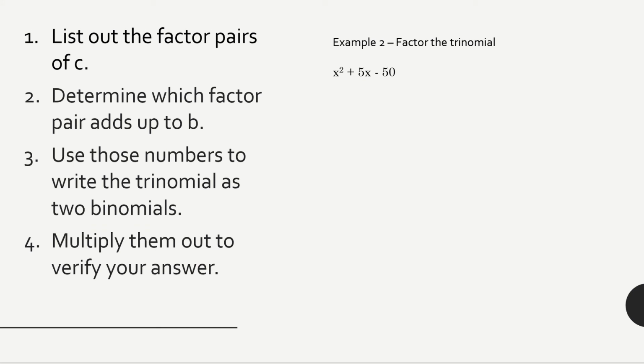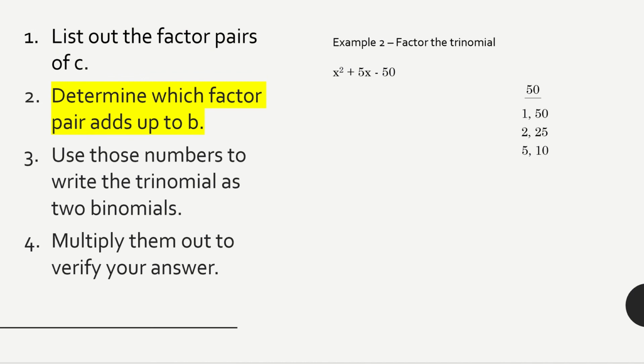So step 1 would be to list out the factor pairs of c. Now remember, c is negative 50, but let's just leave it as positive for now. The factors of positive 50 would be, of course, we got 1 and 50. 2 also goes into 50, 2 and 25. 3 does not, 4 does not. But 5 goes into 50, 5 and 10. 6 does not, 7 does not, 8 does not, 9 does not, and we're back to 10.